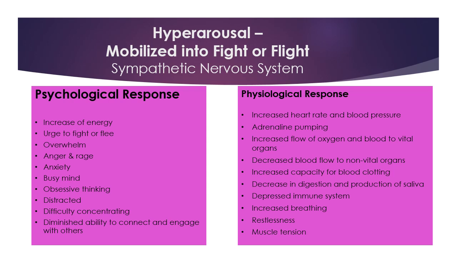So physiologically, we have increased heart rate and blood pressure, our adrenaline is pumping, we have increased flow of oxygen and blood to the vital organs and decreased blood flow to the non-vital organs. We have increased capacity for blood clotting with decrease in digestion and production of saliva. We have a depressed immune system along with increased breathing, restlessness, and muscle tension.